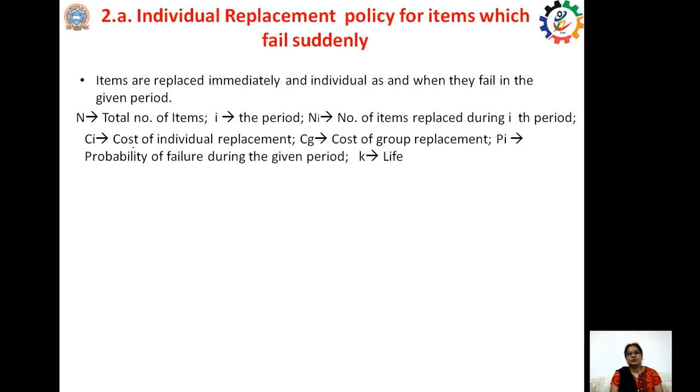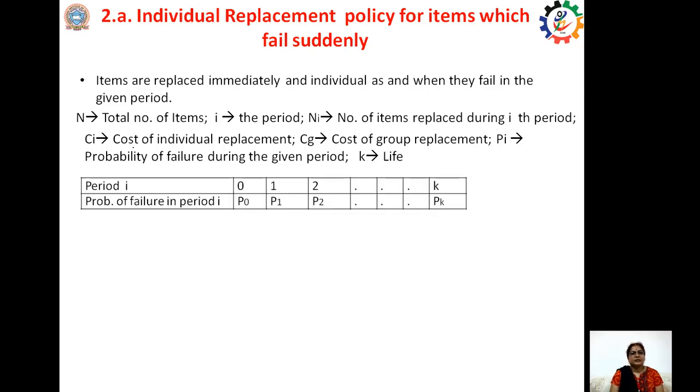So two separate costs. P stands for probability of failure during the given period. I is given period. K is life, means K can take only one value. K is 8 means I will take 0, 1, 2, 3, 4 like that till 8. So period I will be given as data. 0, 1, 2 like that till k. This is continuation till k.